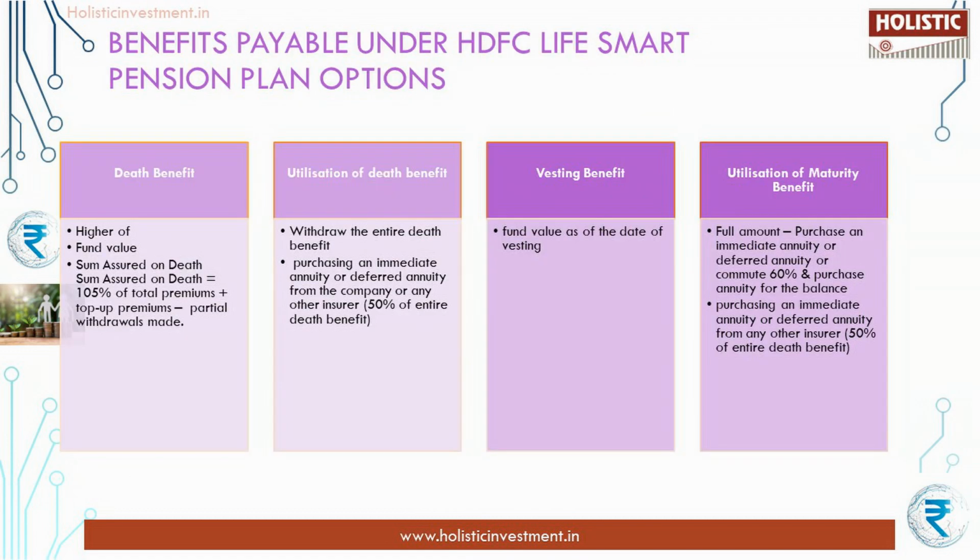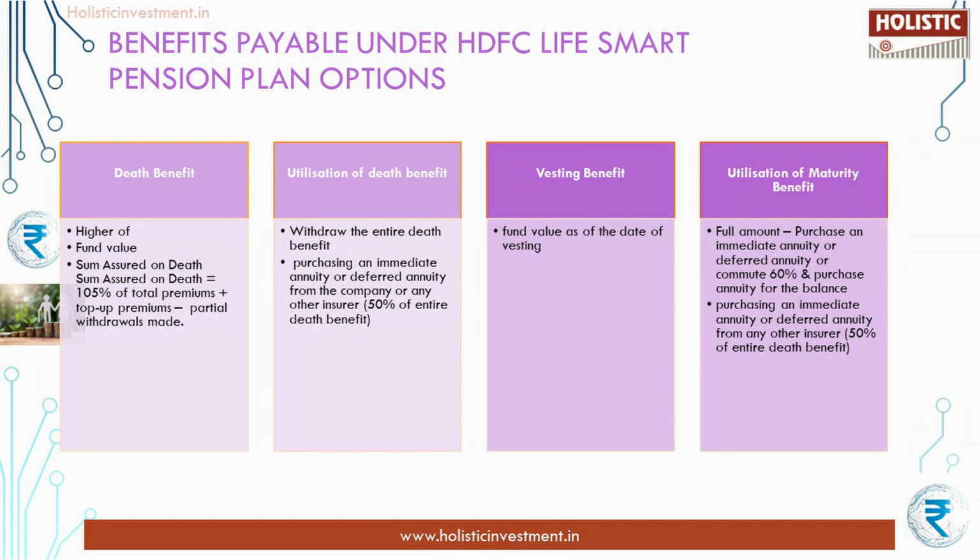Now let us look at the benefits under HDFC Life Smart Pension Plan. Death benefit. On the death of the life assured before the end of policy term, the nominee will receive death benefits which shall be higher of the following, that is fund value or sum assured on death. Here sum assured on death will be 105% of total premiums including top-up premiums less partial withdrawals made.